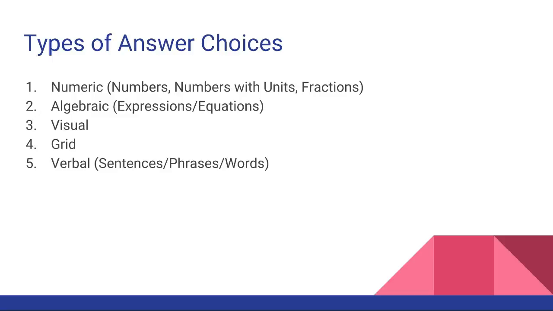Number 3 would be a visual. This could be a diagram, a graph, a number line. Number 4 would be a griddable response item. And number 5 would be verbal. You'll see sentences, phrases, or words.